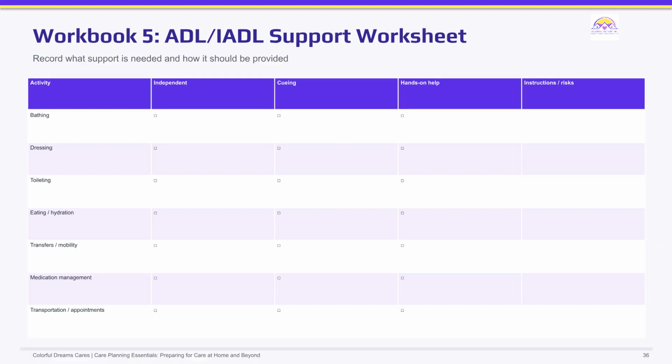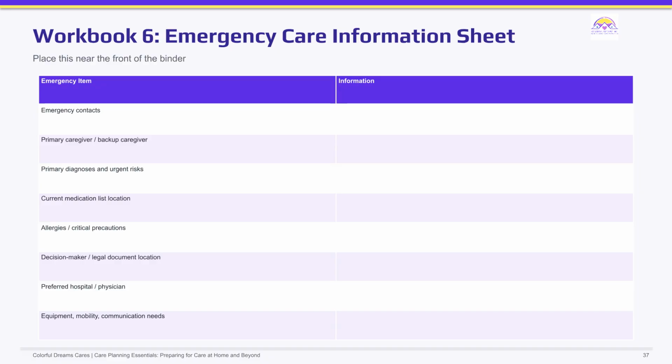Use this to record specific needs for mobility, transfers, diet, and medication management so that backup caregivers can step in with confidence and clarity. Your emergency care information sheet should be placed near the front of your binder. Aim to make this document readable in under 2 minutes. It shouldn't be your entire record, but rather a guide that points people to the most critical information quickly.